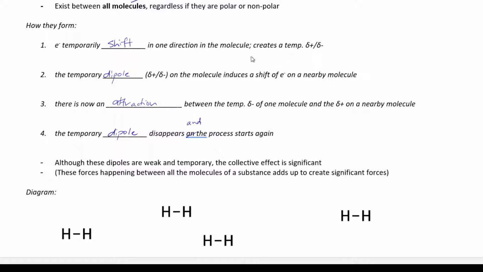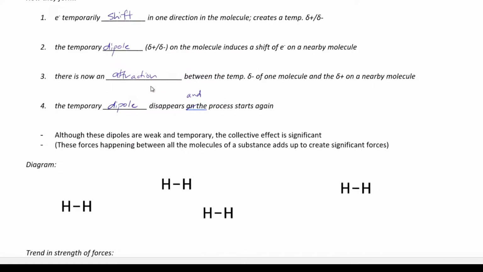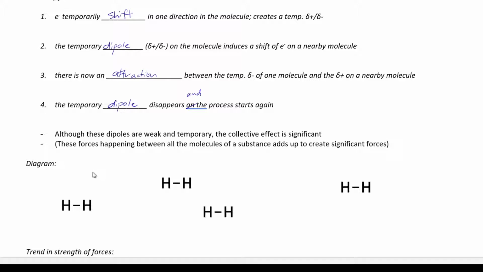So what happens is we have, say for example, a hydrogen atom, and number one says the electrons temporarily shift in one direction in the molecule, which creates a temporary dipole. So if we took a snapshot of the hydrogen molecule, it is possible that the two electrons that it's sharing end up on that side, right?